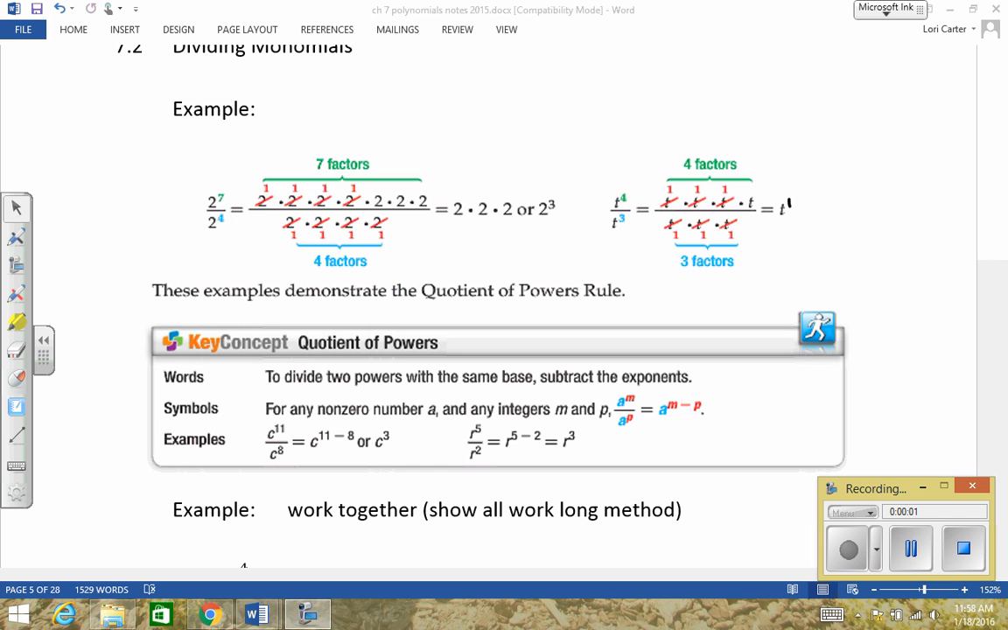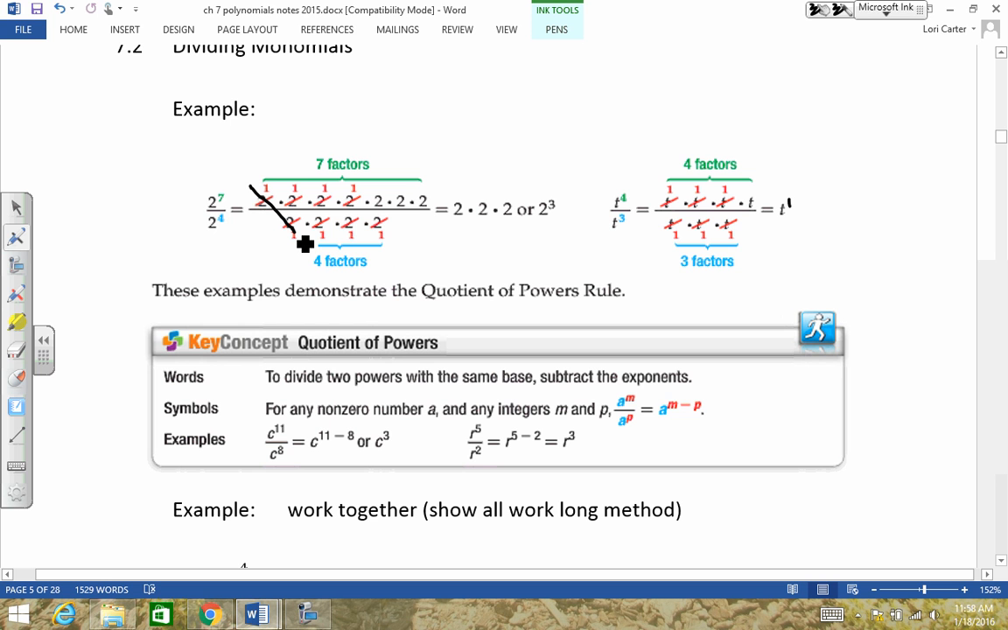The 7th over 2 to the 4th. We have 7 2's in the numerator and 4 2's in the denominator. Well, what you're really doing is what's 2 divided by 2? 1. So that cancels to 1. Now the next 2 is going to cancel to 1.